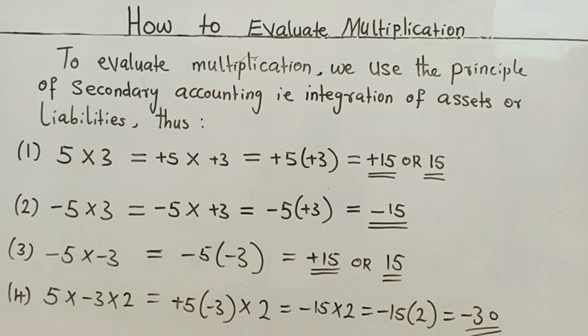What do we do? We can use the associative law to join any 2, get the answer, and use that answer to multiply the other number. Here, it is 5 and minus 3. We join them first to have plus 5 bracket minus 3. Then the result of this, we multiply by 2. What is the result of plus 5 bracket minus 3? It is minus 15. I hope you know how it came to be by now. You should have known that. Then times 2. 2 times 2 here.